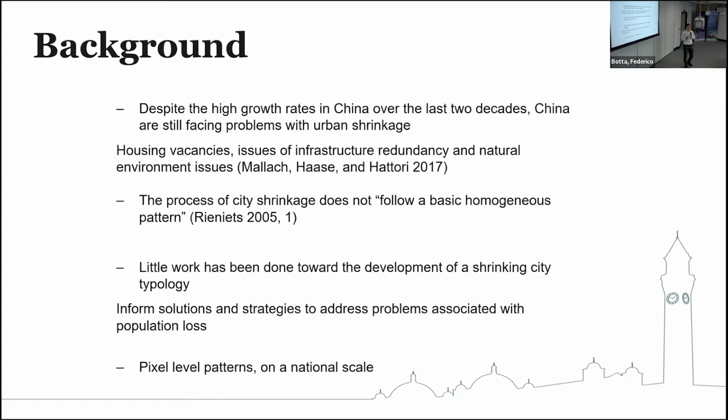Another problem with this research is that the process of a city shrinking does not follow one basic pattern. It's quite hard to identify why a city shrinks. There are lots of different reasons, whether that's competition from nearby cities and other reasons like that. So we need to create a typology in a way to study urban shrinkage on a national level, and little research has been done towards this. So this research tries to build a way to identify common characteristics of shrinking cities in China. And hopefully this will help inform different solutions and national strategies across all of China.